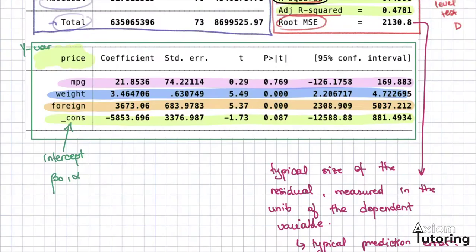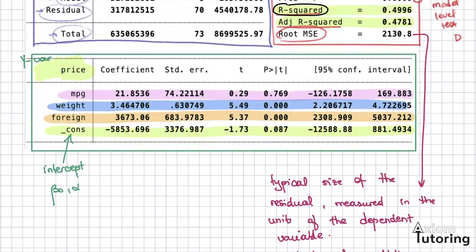So the coefficient column that we have in here, these are the actual beta hats. Okay, so the constant here would have been your beta 0 hat, while this would have been your beta 1 hat, beta 2 hat, beta 3 hat, and so on. Okay, so you get the actual estimated numbers.